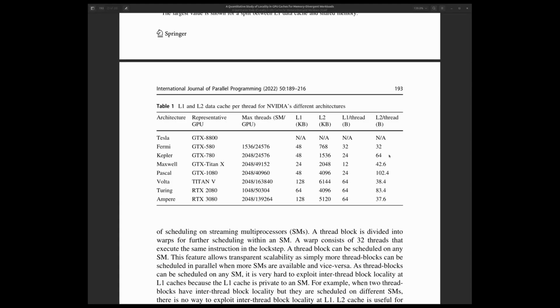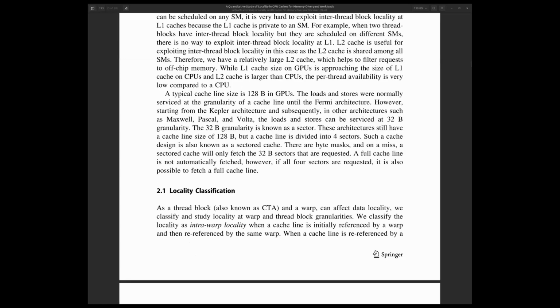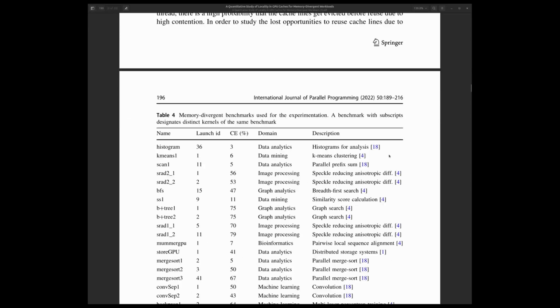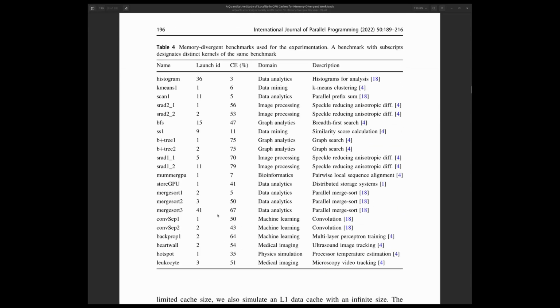What this study tries to do is establish quantitative metrics to define the spatial and temporal locality, just overall locality, across these diverse irregular workloads. If you see over here in Table 4, we have a bunch of kernels that they run and compare to each other, and they try to, I don't want to say optimize, but they try to find the most memory-divergent workloads possible to run their quantitative tests on.